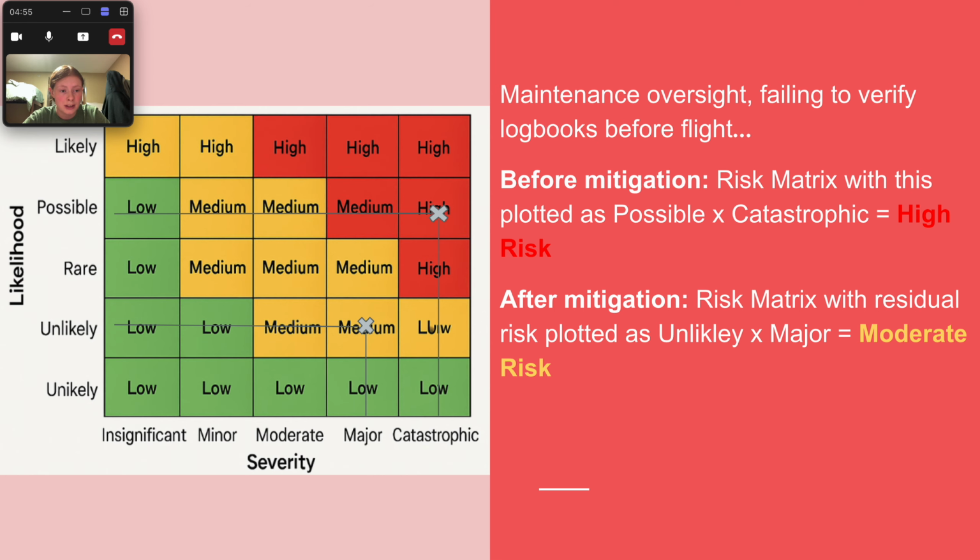For the maintenance oversight, failing to verify logbooks before flight, before the mitigation, the risk matrix with this plotted as possible and catastrophic, which is the high risk in the top right red section. After mitigation, the risk matrix with residual risk plotted as unlikely major, which is in the yellow, moderate risk, in the bottom right, which is still not great, but it's much better than high.